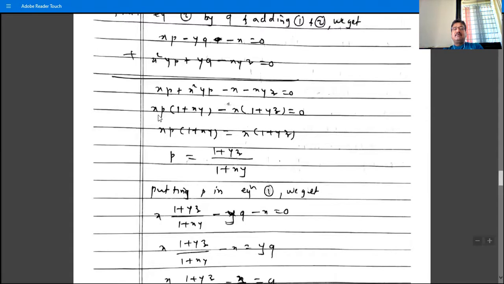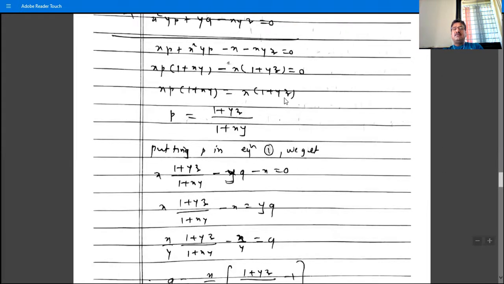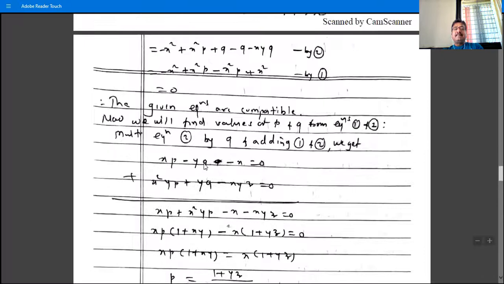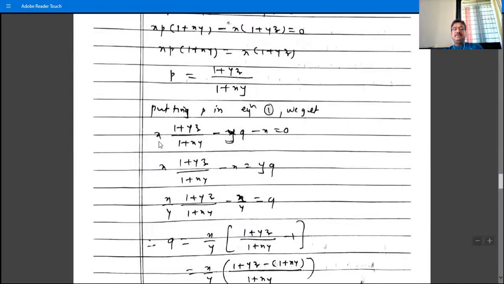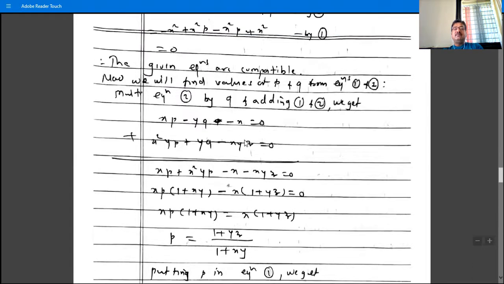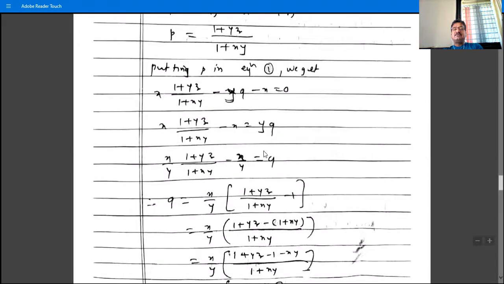Take x common, and take xp as common. Then shift to the RHS, and the x gets cancelled. So p is (1 plus yz) divided by (1 plus xy). Substitute this value of p in equation number 1. This is equation 1: xp minus yq minus x is equal to 0. So xp, where p is (1 plus yz) divided by (1 plus xy), minus yq minus x is equal to 0.